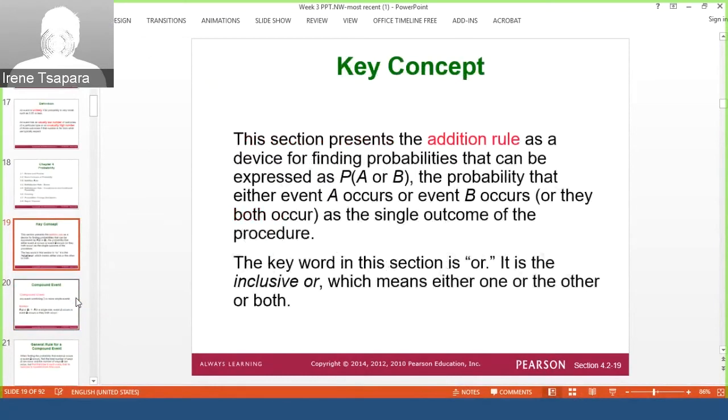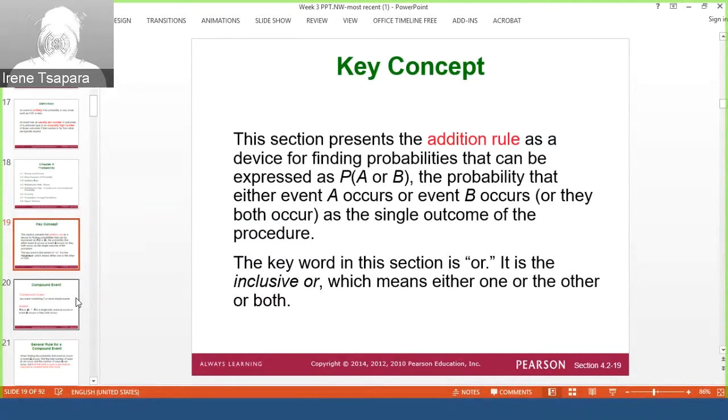the addition rule. What the addition rule says is that when we have two events and we want to find out the probability of the one or the other, then how do we calculate this probability? In order to calculate this probability, we need to know one thing. We need to know if the events are mutually exclusive or not. If the events are mutually exclusive, then the probability of A or B is equal to the probability of A plus the probability of B. You need to remember that.